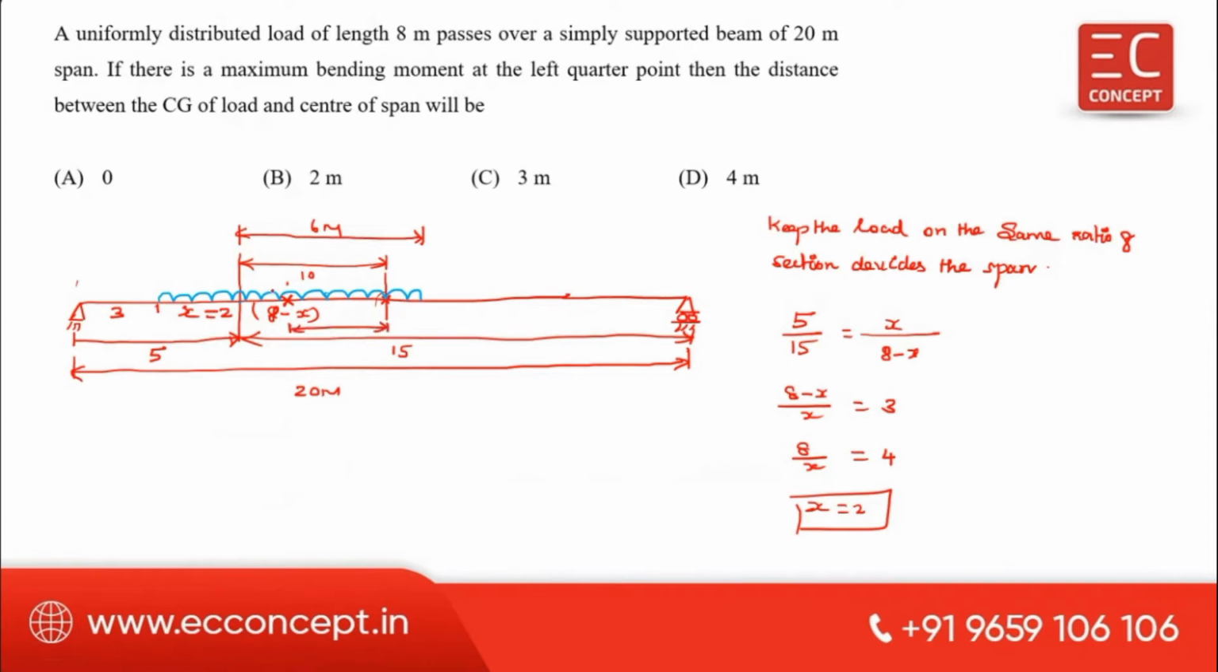So CG of the load means from this point to this point is 4 meter. That is CG of the load, 4 meter. This is 4 meter. In between these two, we know that 5 meter. Therefore, this answer is 3 meter. Okay. So answer for this question is 3 meter. They are asking CG of the load to the CG of the span. So this distance is 3 meter.